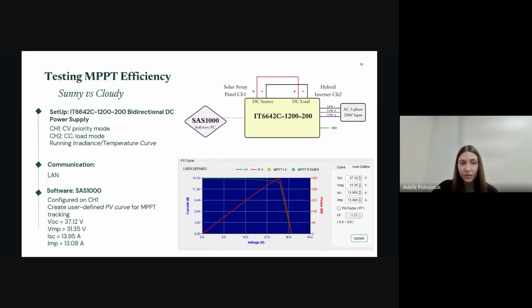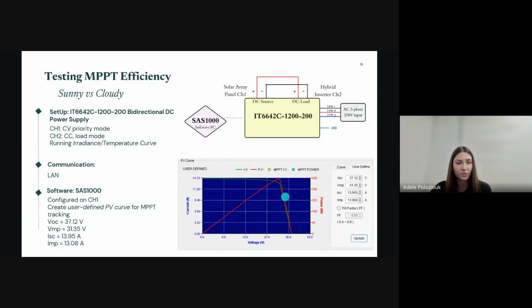And to emulate the inverter, I chose the IT6642C. This was just what was available. Now, for the actual test, I used the SAS software to configure a user-defined PV curve and user-defined irradiance and temperature curve that will simulate the conditions of the solar panel under the actual climate. And now for this whole test case, I used two different test cases. I simulated a sunny day and a cloudy day, and I'll be looking at the efficiencies of both of these days for the whole hybrid inverter system.